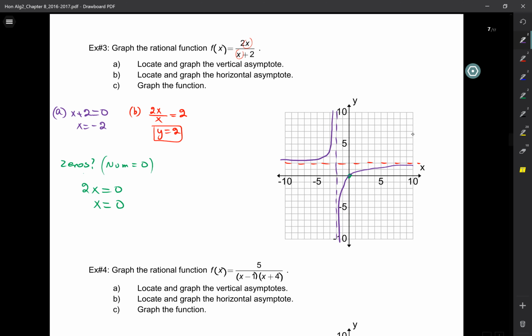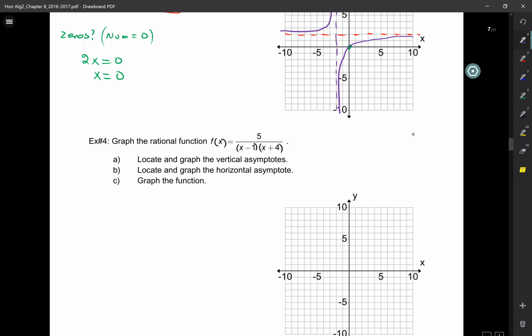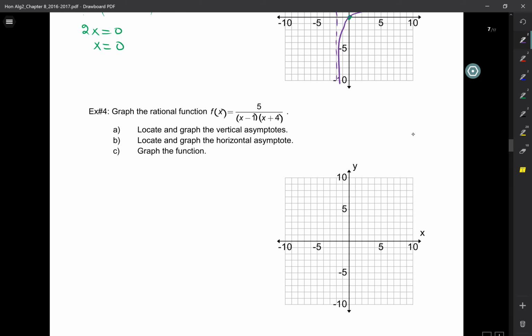Now, this works where one is below and one is above, as long as, well, I'll talk about that later. I'll talk about it when we come to an example like that. Okay, take a look at this one.